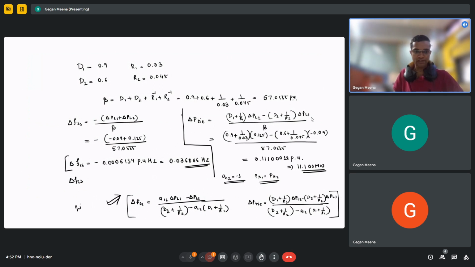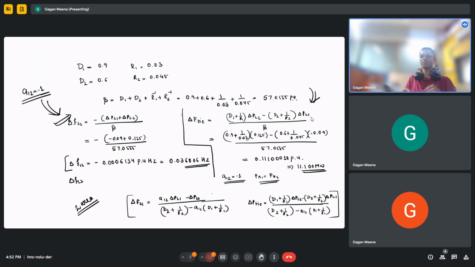So this is for a two area system, and because here we have A12, A12 is equal to -1. So from here we can write this by substituting A12 as -1. This also we get by substituting A12 as -1. So this becomes beta. Overall beta, which is D1 plus D2 plus 1 by R1 plus 1 by R2.